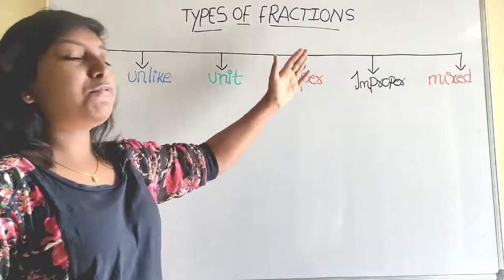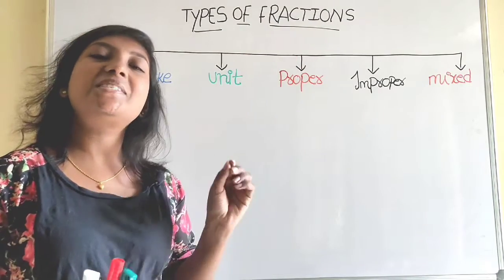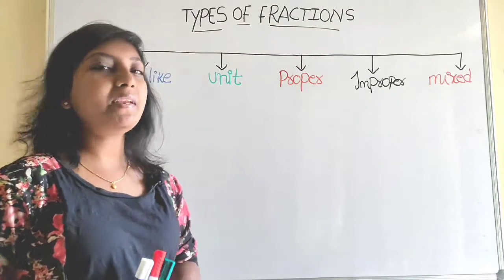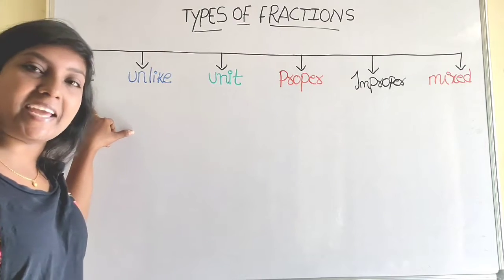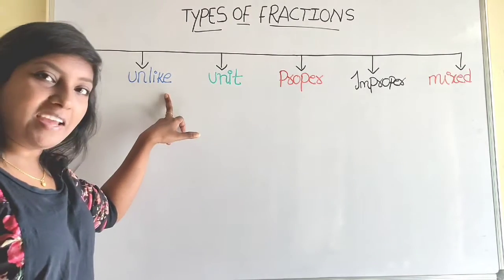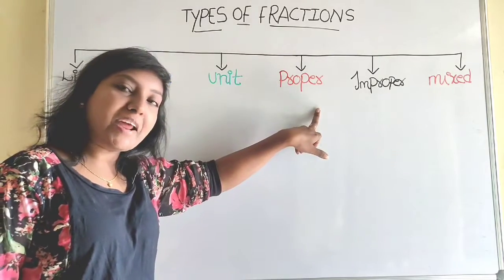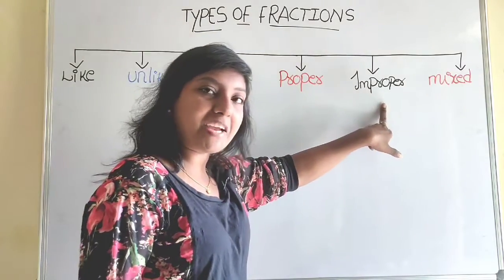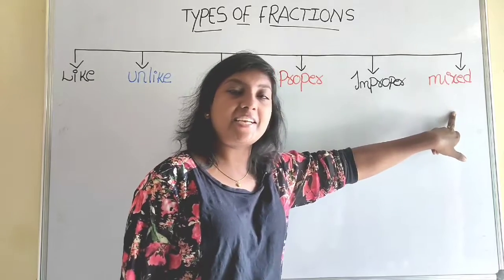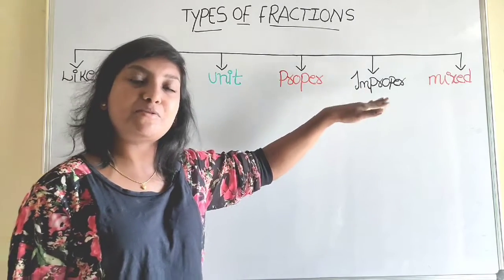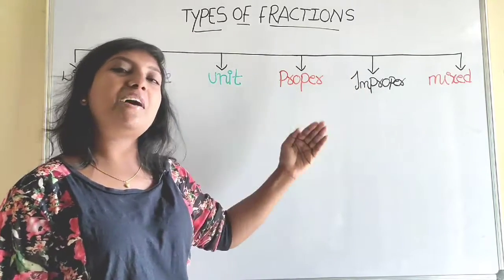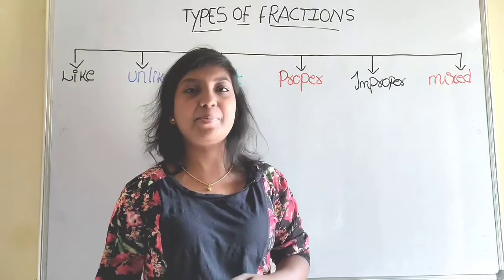So, the types of fractions are divided into 6 types. Let's see one by one. The first one is like fraction, unlike fraction, unit fractions, proper fractions, improper fractions and mixed fractions. So here we have 6 types of fractions. Let's see one by one with the detailed examples.